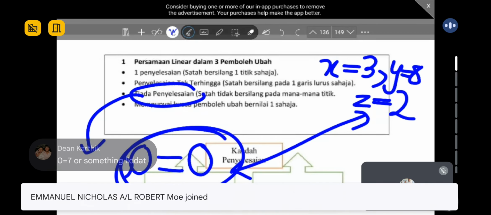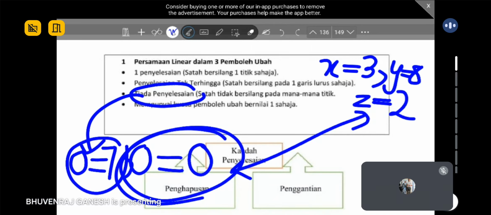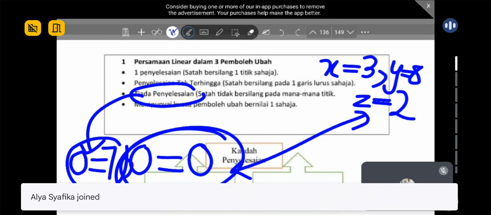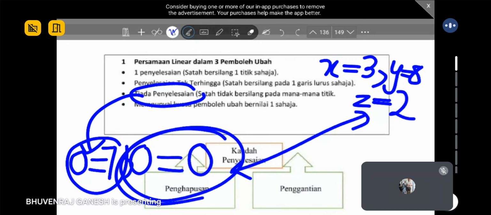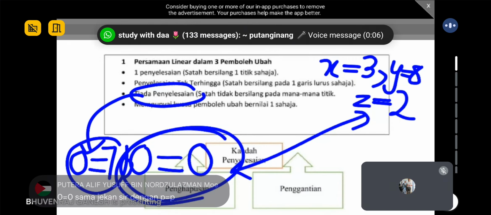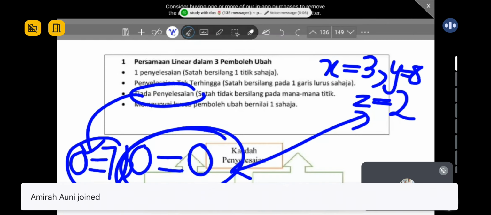Saya tanya kamu sekarang. Very good, Kartik. The answer is something like this. You will have one side a number, another side is 0. Satu belah persamaan kosong, satu lagi nombor. Itu adalah tiada penyelesaian. No solution.